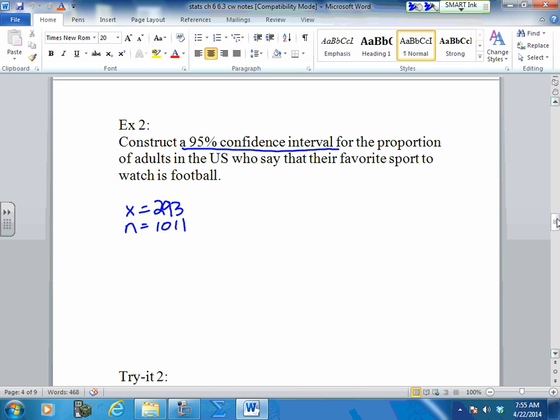So when we do this, we're going to find our P hat, and we did this in example 1. 293 over 1,011, and this was 0.290, right? We're going to find our Q hat. This is 1 minus 0.290, so this is 0.710. Okay, we've got our P hat, we have our Q hat, we have everything that we need.